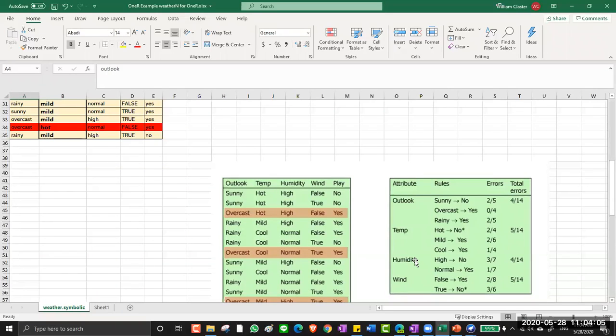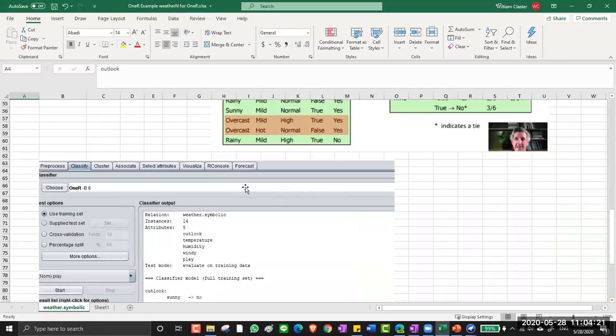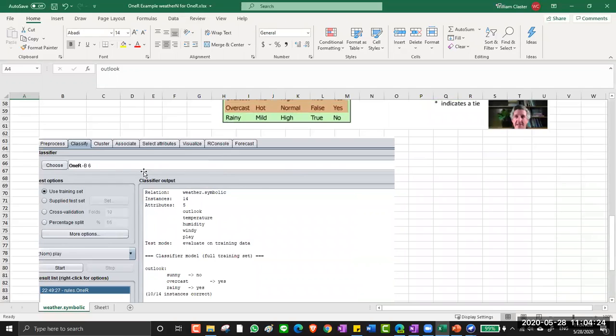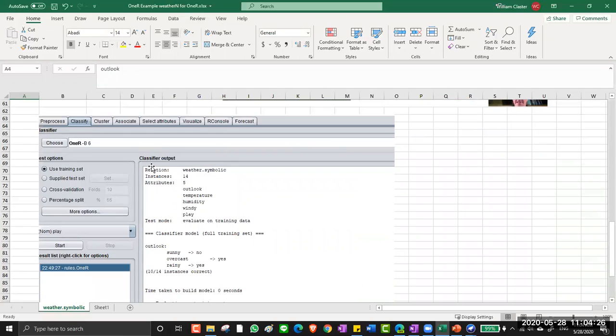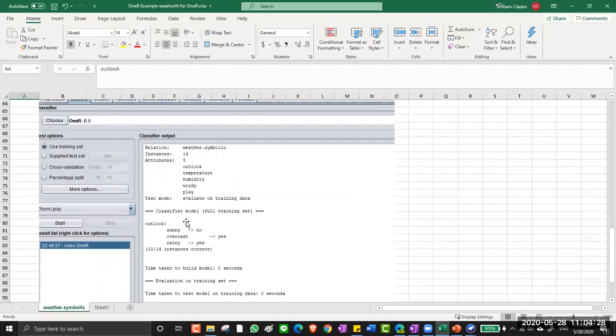Okay, and that's how OneR would work. So if I chose Outlook, the rule would be: if it's sunny, no. If it's overcast, yes. If it's rainy, yes. And that would be the entire rule. And if we run this in Weka, you can see when you run it that you get this rule. They chose Outlook, and it's if it's sunny, no; if it's overcast, yes; if it's rainy, yes.